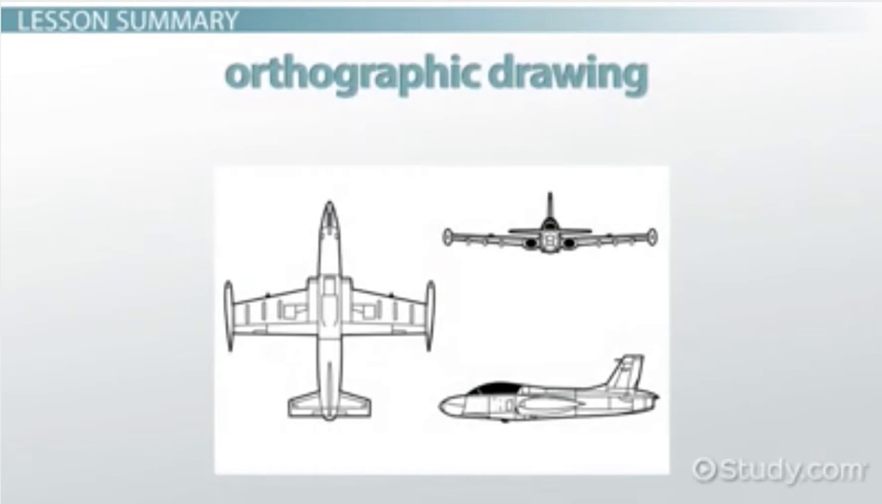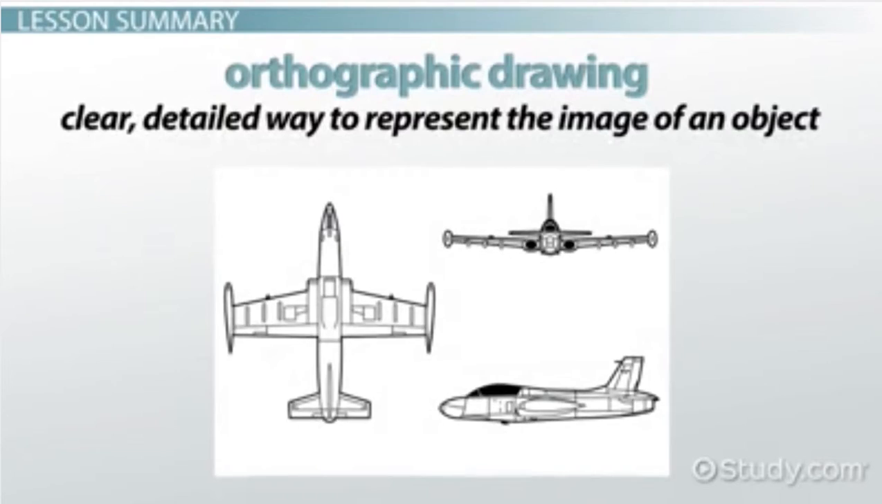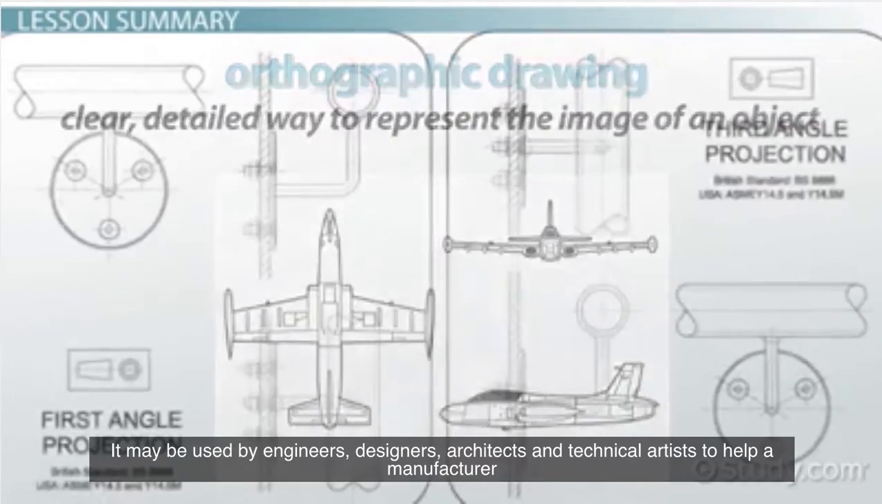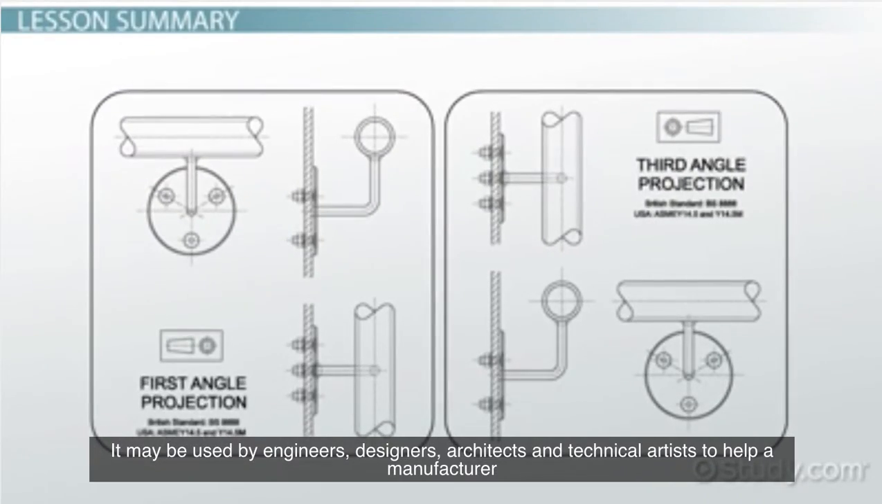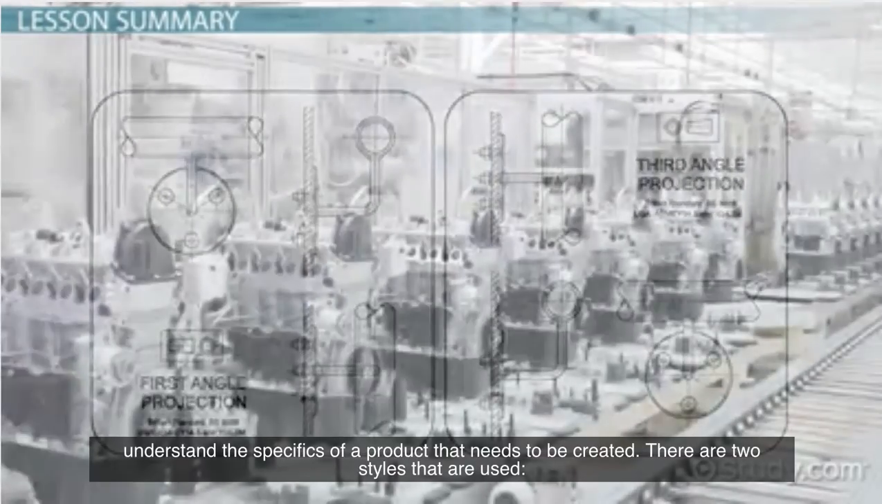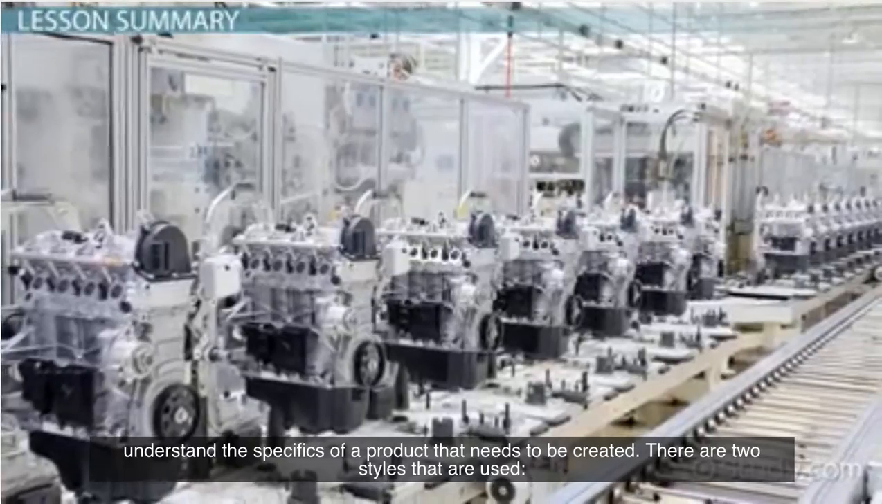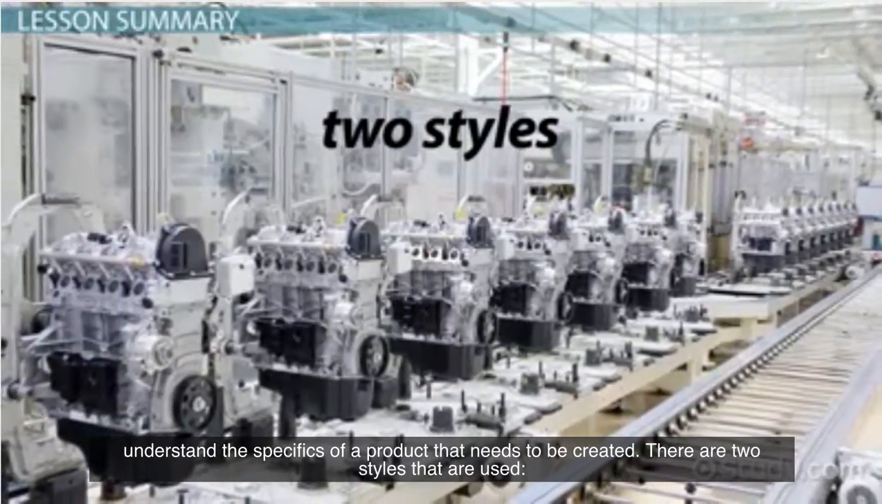An orthographic drawing is a clear, detailed way to represent the image of an object. It may be used by engineers, designers, architects, and technical artists to help a manufacturer understand the specifics of a product that needs to be created. There are 2 styles that are used.